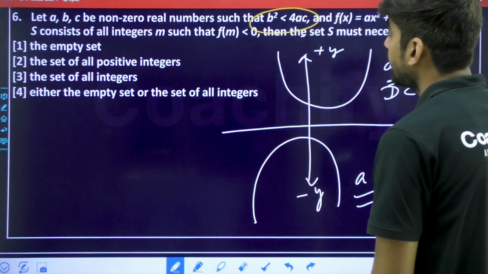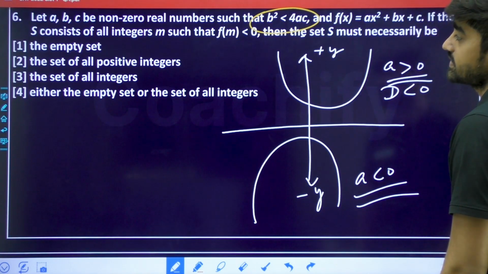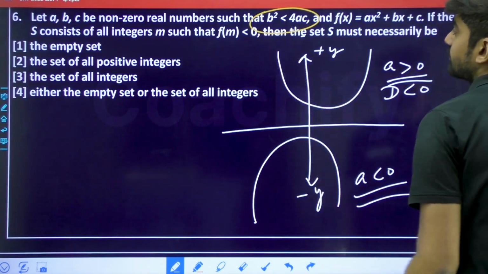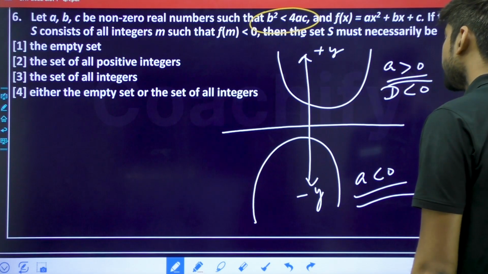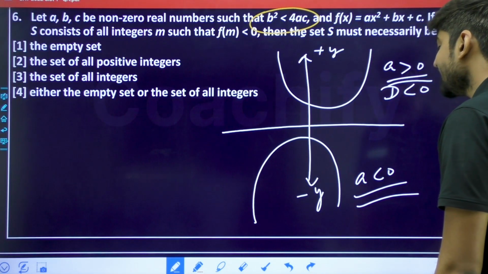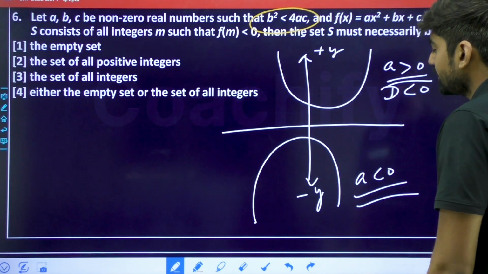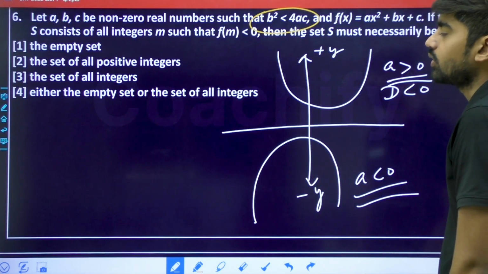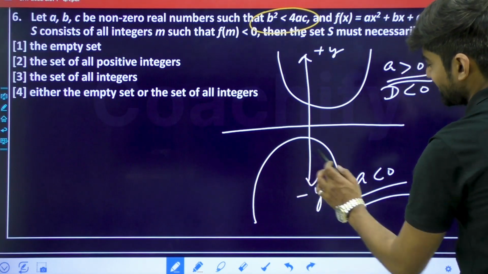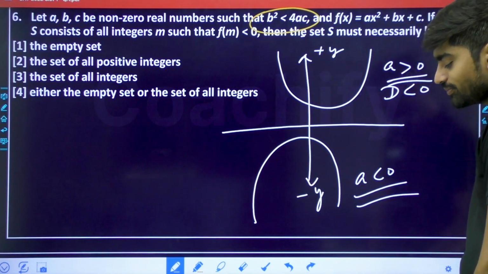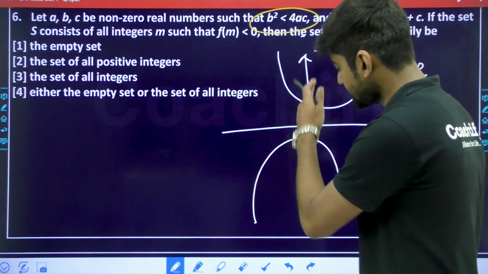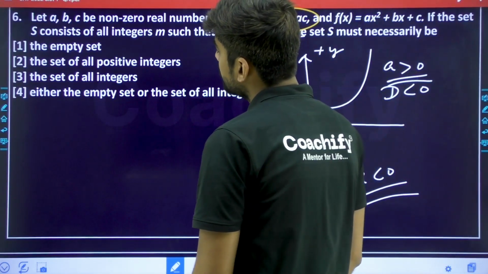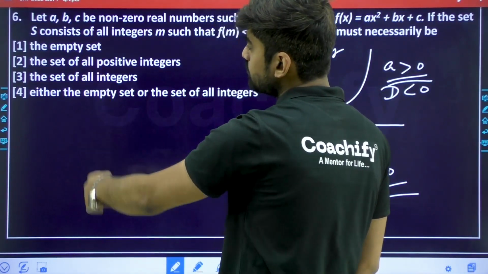So there does not lie any value in my set S for which my expression gives me a value less than 0. But at the same time, if my A is less than 0, then my curve will always open downward and it will give me all the values which are less than 0. So from this discussion, the conclusion becomes, let's go through the options one by one.